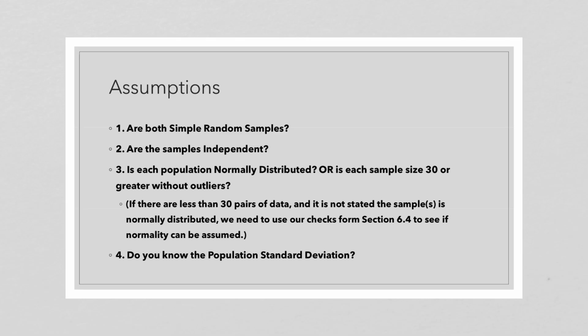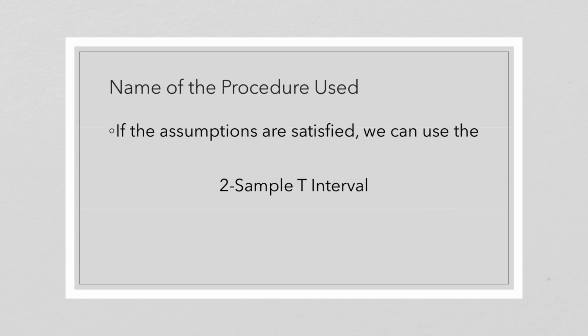So looking at the histogram to see if it's roughly bell-shaped, looking at the box plots to make sure that we only have at most one outlier, and then also checking the normal probability plots to make sure that the data falls in a relatively linear fashion. And finally, do we know the population standard deviation for each group? Most likely, again, we won't know what the population standard deviation is, so that's going to prompt us to do a 2-sample t-interval.